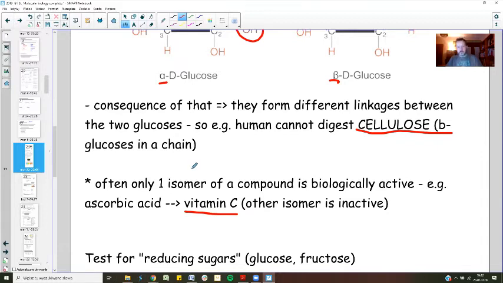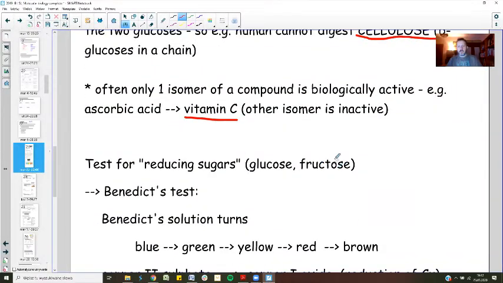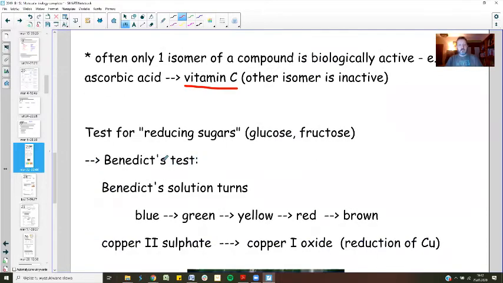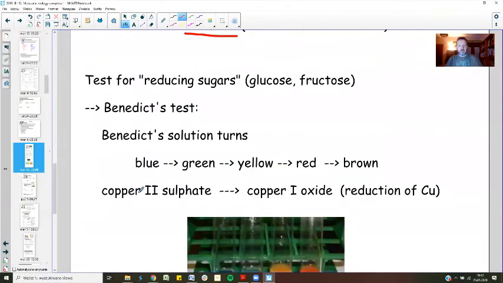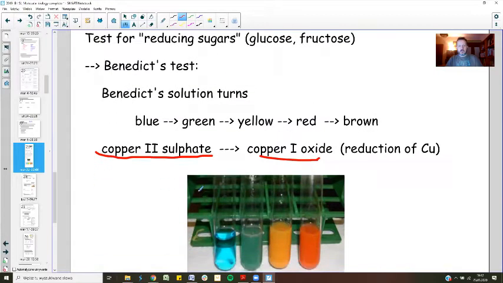How can we test for the presence of reducing sugars? Reducing sugars include glucose and fructose, the sugars that are able to reduce a substance. The reaction is called the Benedict test and is based on the reduction of copper sulfate into copper 1 oxide, in which the color changes from blue through green and orange to brick red, where the copper is reduced.